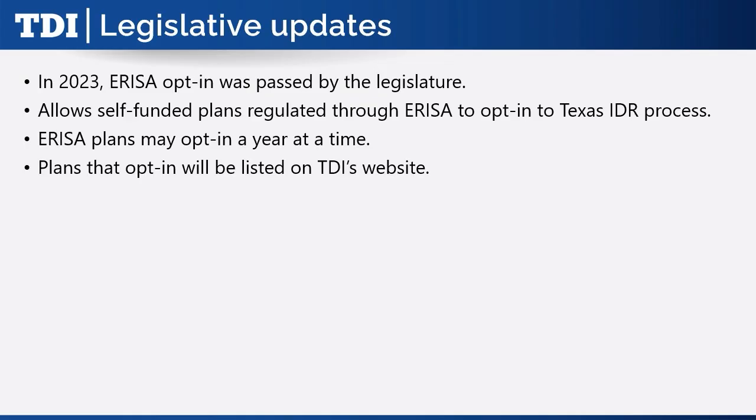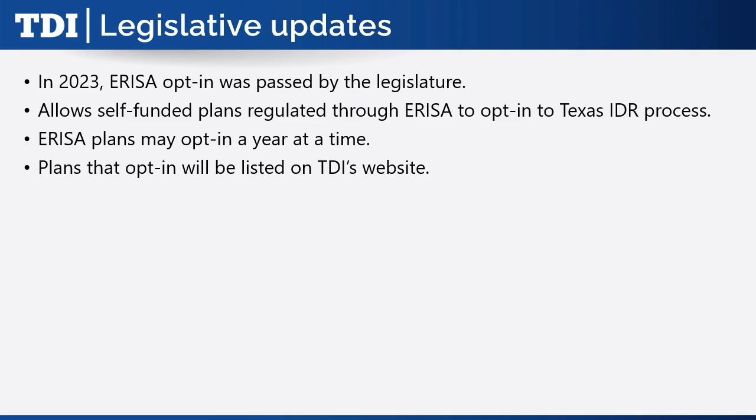So as I mentioned, in 2023, the legislature passed a law that allowed ERISA plans to opt in. And as I mentioned, any ERISA plan that opts in would have the letters TXI on the ID card, which makes it easier to identify that it is a plan that has opted into the Texas IDR process.